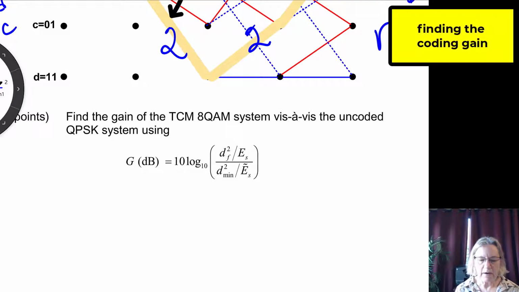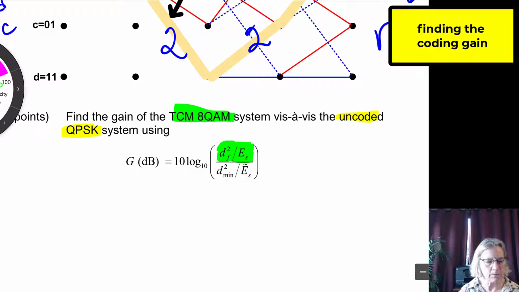So for the final part of the question, we're looking at comparing uncoded QPSK with the coded TCM QAM. And to find the gain, we're going to compare the performance of each of them. And for the TCM modulation, that means we're going to look at the free distance that we found. And of course, we have to normalize it with the average energy per symbol. When we go to the QPSK case, of course, we're using the traditional minimum distance because there's no coding. But again, we normalize it by the average energy per symbol.